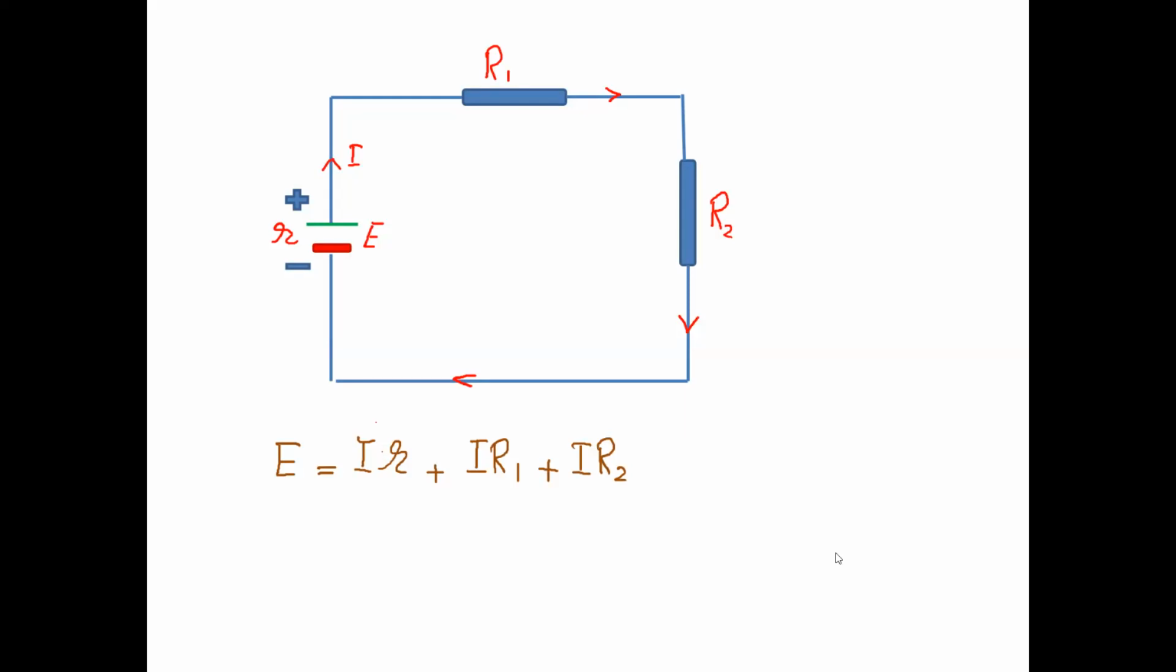They write down the equation. Ir is the voltage across internal resistance. What is IR1? It is the voltage across R1. IR2 is the voltage across R2. You have to update the same screen. You already have copied the circuit, copy this equation.